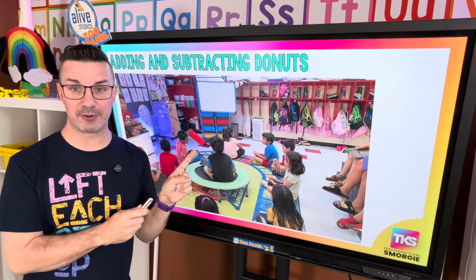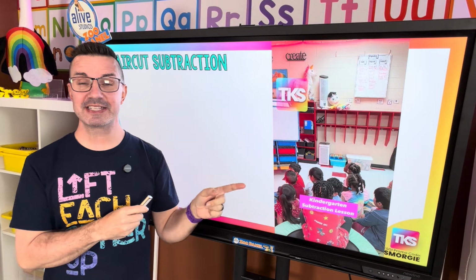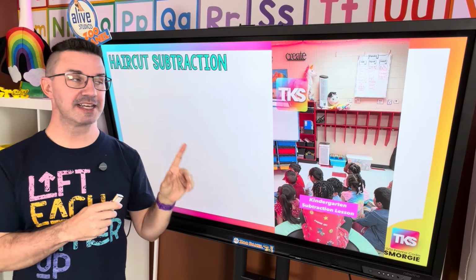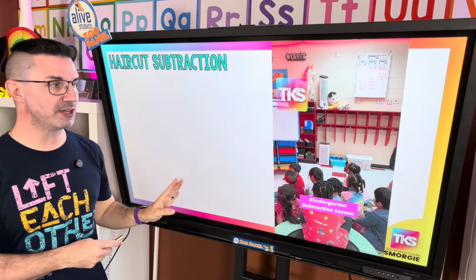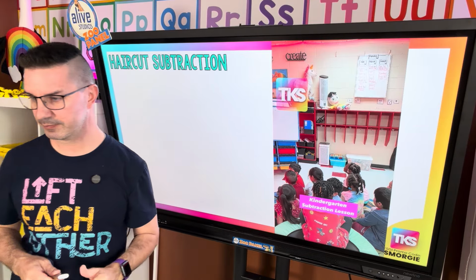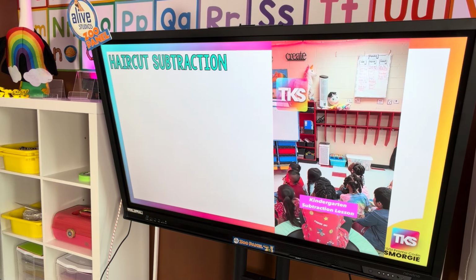And I thought back to the donut. And so this is haircut subtraction. Same concept as the poster board, Velcro, and paper with the donut, but the kids get to give me a haircut. We're going to subtract.